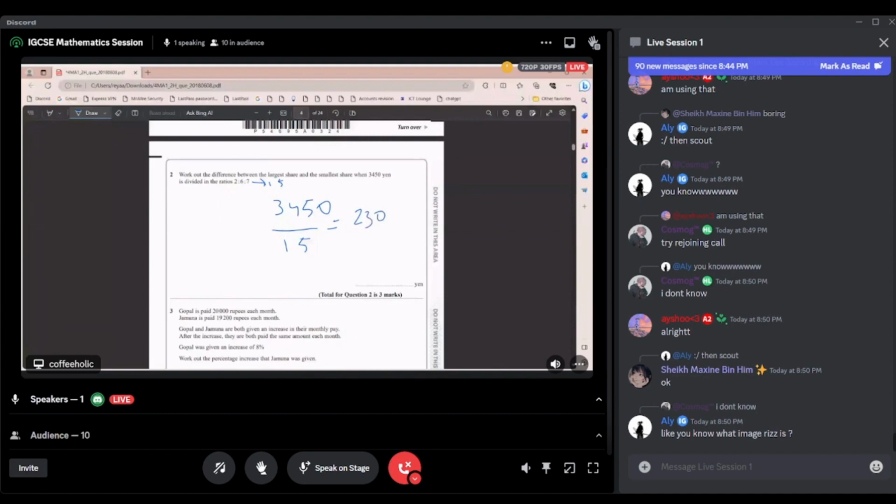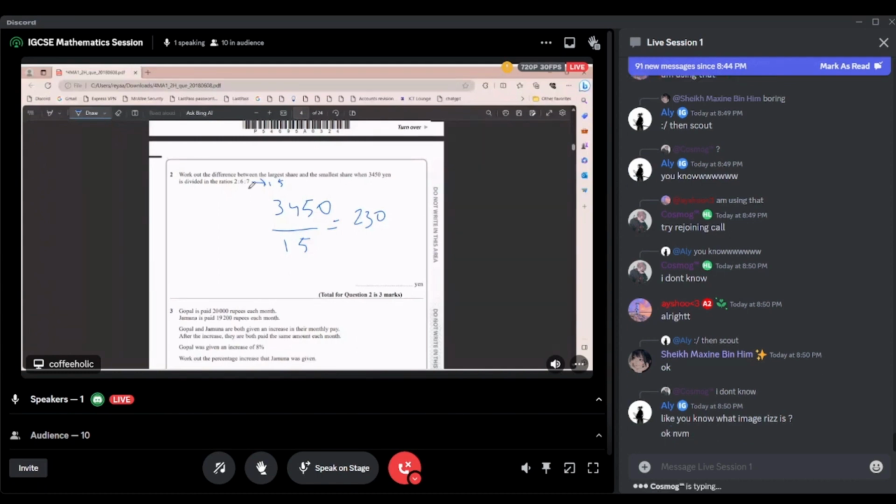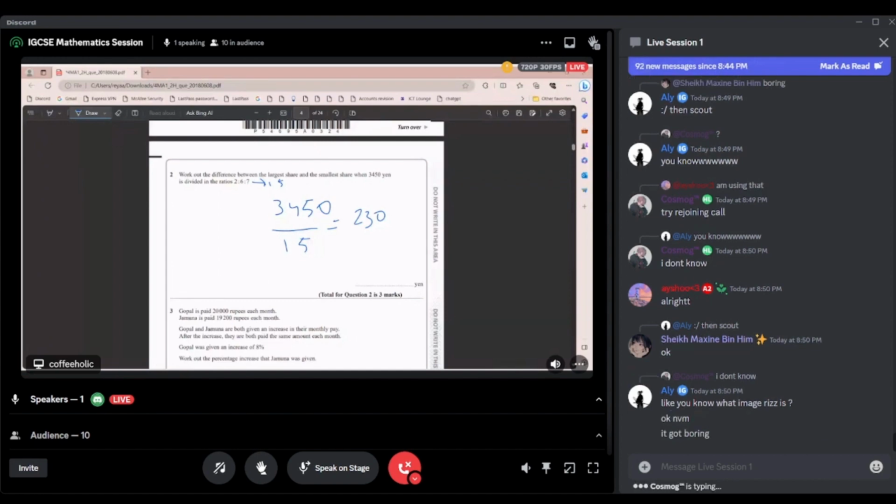Right, and to work out the difference between the largest share and the smallest share, 2 would be the smallest share and 7 would be the largest share. So you would work out the value of 2 shares, work out the value of 7 shares, and subtract the two numbers.